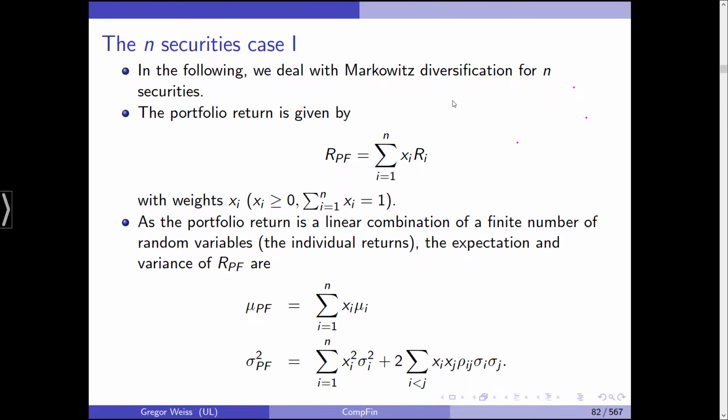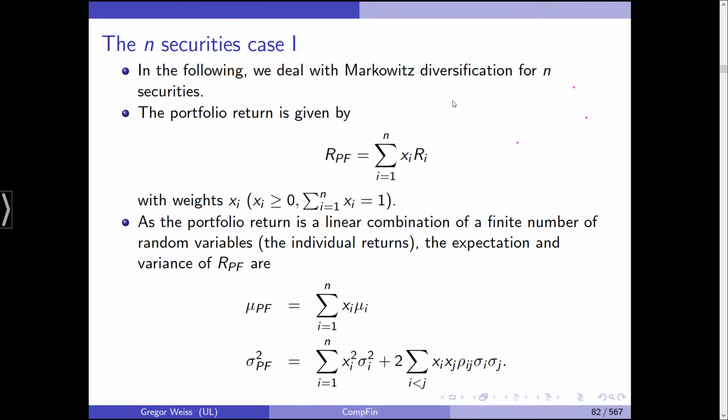In the previous video I talked about the two security case where we had, for example, two stocks and we could combine these two stocks in a portfolio. Now we have the N securities case, and actually it's just a very simple generalization of the two securities case. So first we start with the two metrics we are looking at.